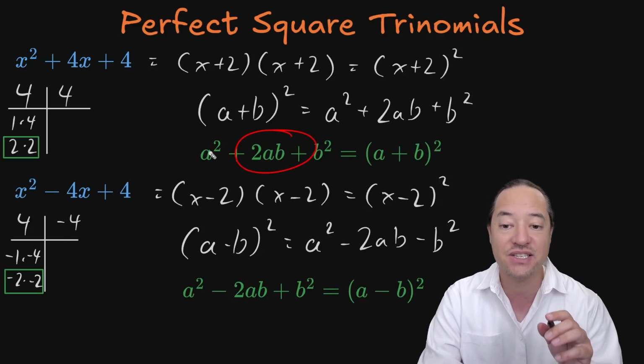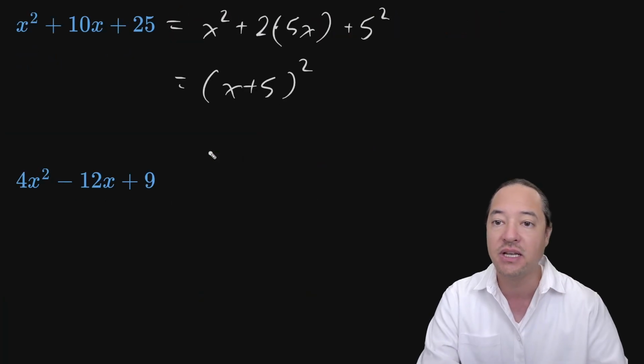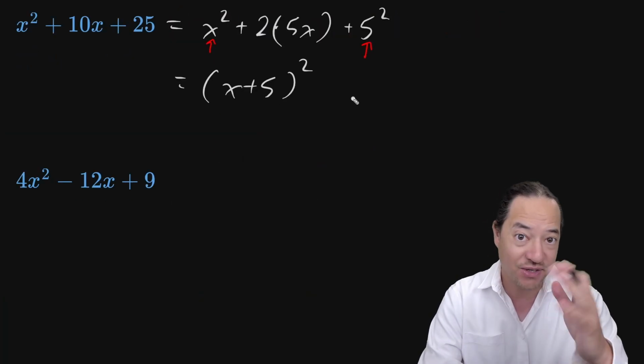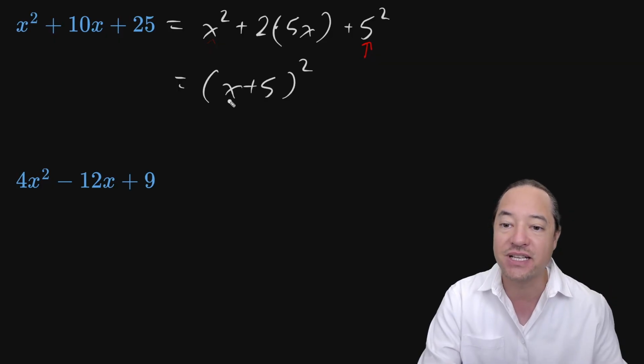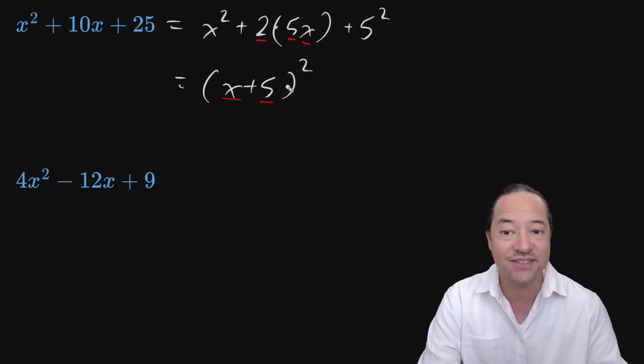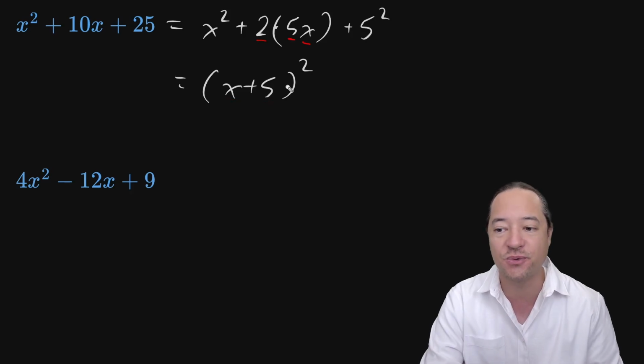This is because it must follow this formula. I'm looking to see if this is 2 times a times b, and here a is x and b is 5, according to that formula. So does this equal 2 times x times 5? It does, and that's why this formula works.